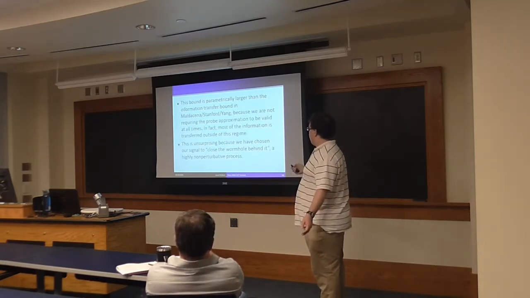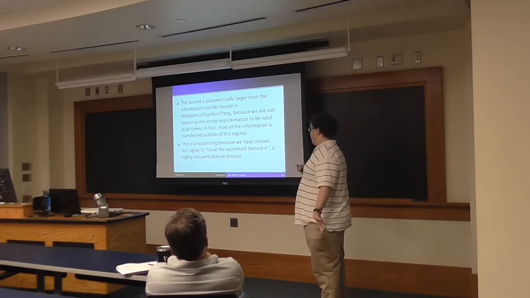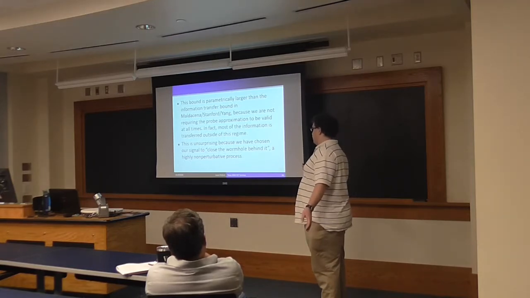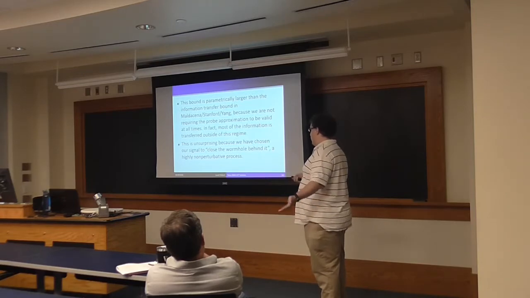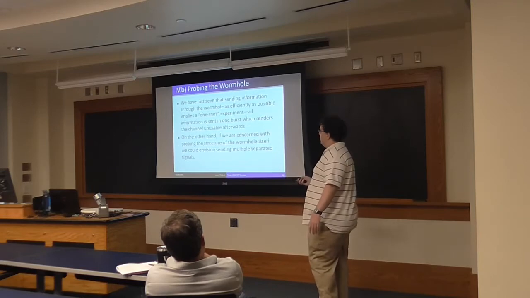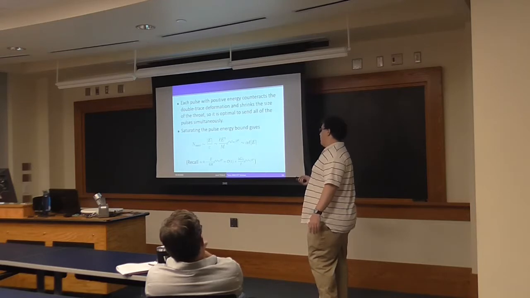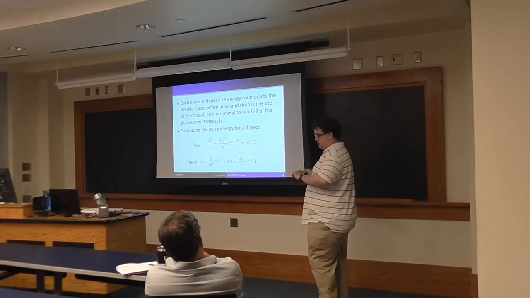Maldacena and Stanford and Yang also considered information transfer bounds, but they were interested in the probe approximation. And in fact, what this is telling you is most of the information you can transfer will cause stuff to shrink a little bit, so you're far away from the probe approximation. So we've done this process where we opened up the wormhole, and then we threw in enough stuff to close the wormhole behind it. Okay, so this is a bound on channel capacity for a channel corresponding to a traversable wormhole.